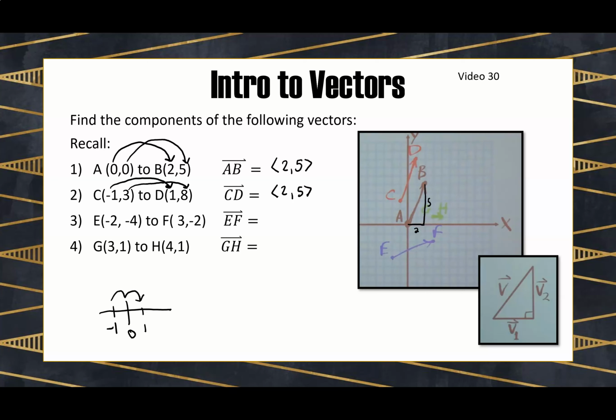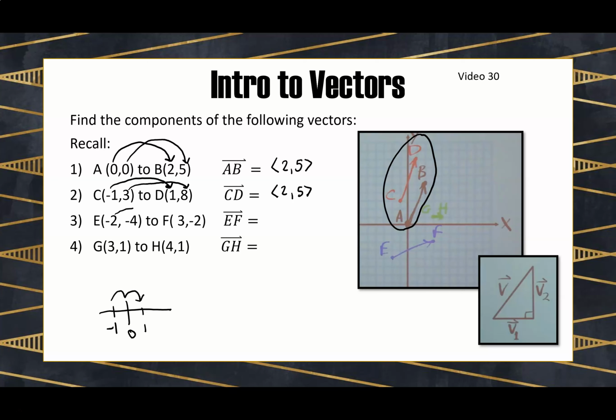And what's interesting here is the horizontal and vertical components are exactly the same for vectors A, B, and vectors C, D, if you look over here. And we would say that those vectors are equal because their direction is the same and their magnitude is the same. All right, let's look at EF.